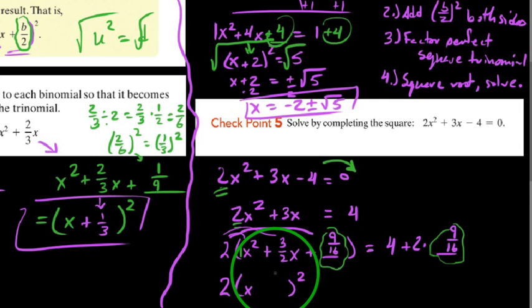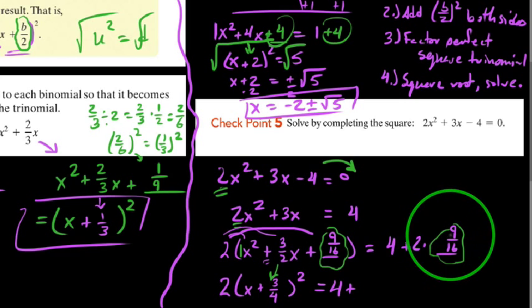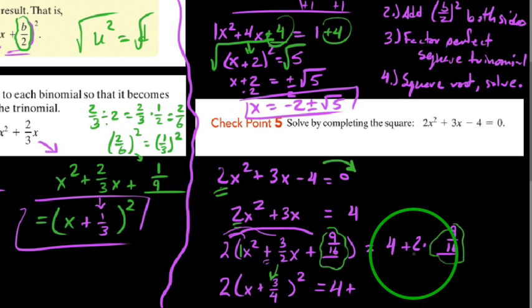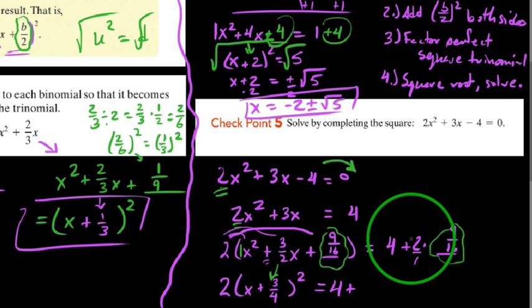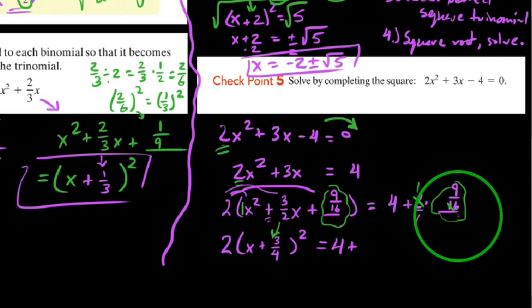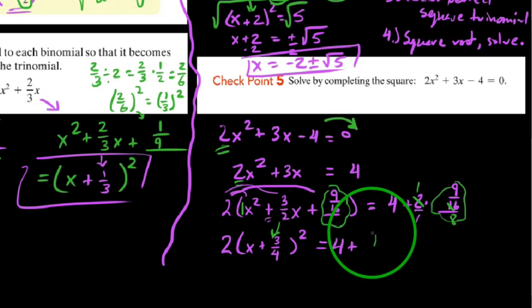So what we get now finally down here is going to be x plus 3 over, not 2 this time, but 3 over 4. And it's going to be positive. So we say positive 3/4. This thing squared is equal to 4 plus now 2 times 9/16, which is really 2 over 1 times 9 over 16, which, the 2 and our 16 cross cancel, and I get an 8 here. So we say plus 9/8.